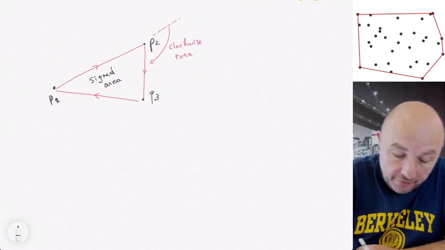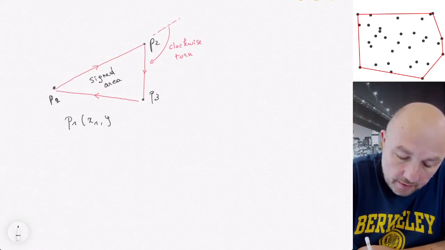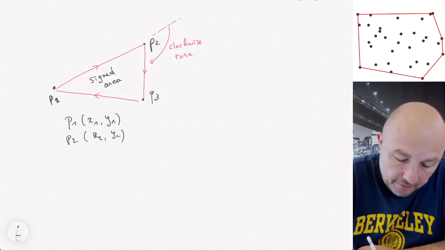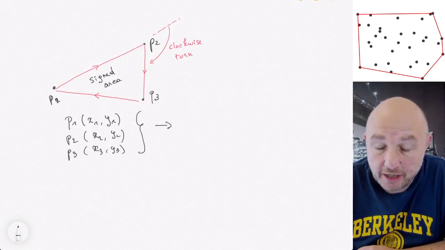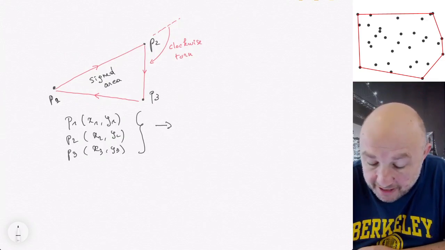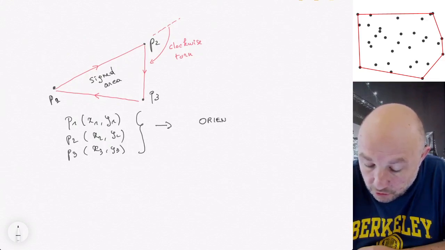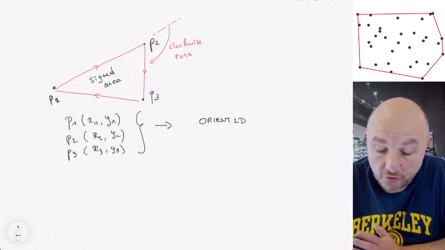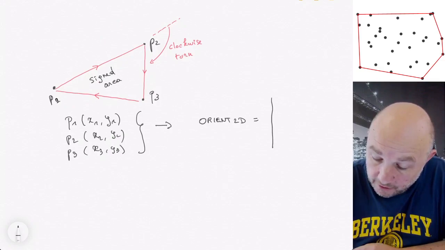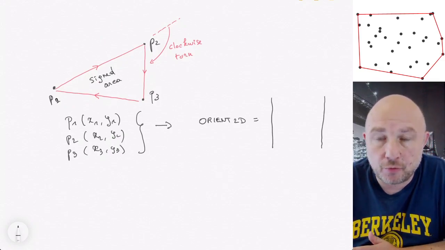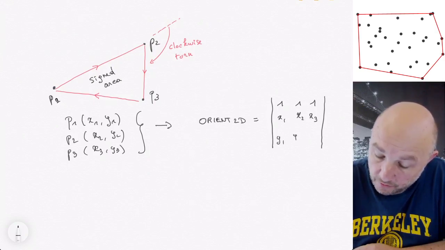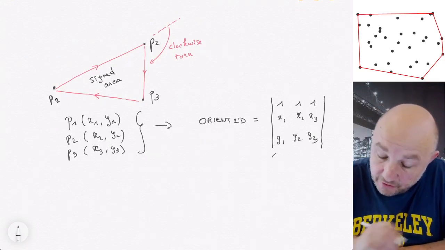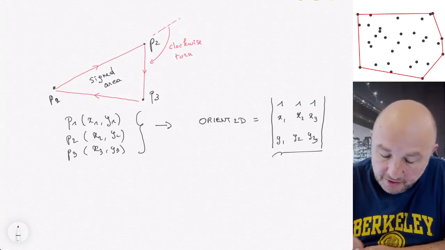It's easy to see that if P1 has coordinates x1, y1, P2 has coordinates x2, y2, and P3 has coordinates x3, y3, then the signed area that I'm looking for, which is essentially a predicate that I call orient 2D, is equal to a simple determinant. It's one of the exercises of the book at the end of chapter 1. I give you the answer. It's simply that, easy to remember. It's 1, 1, 1, then x1, x2, x3, then y1, y2, y3.